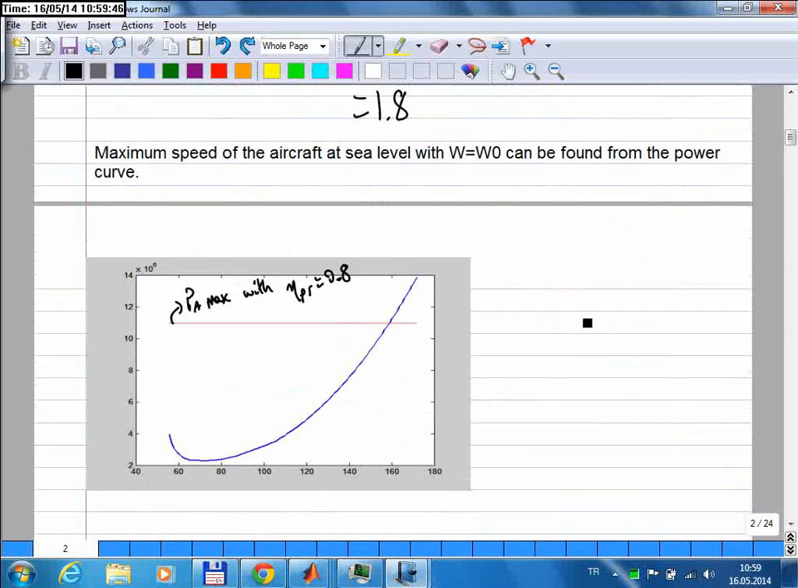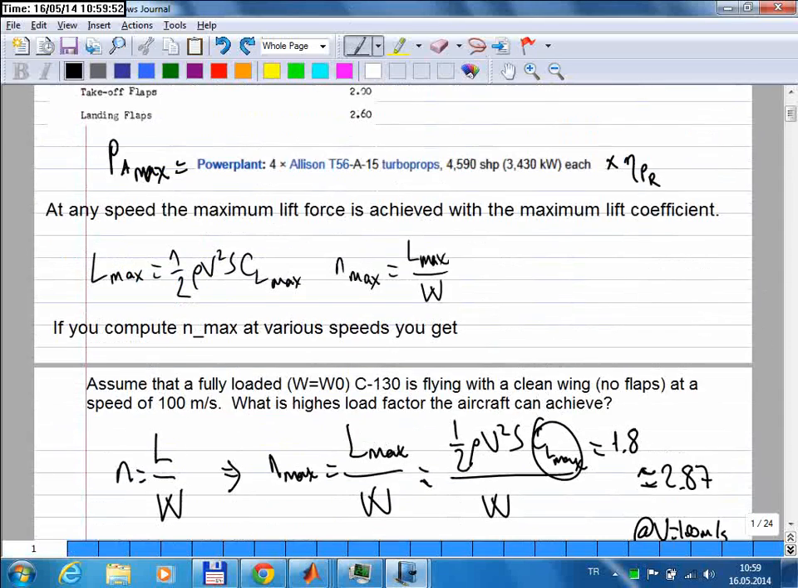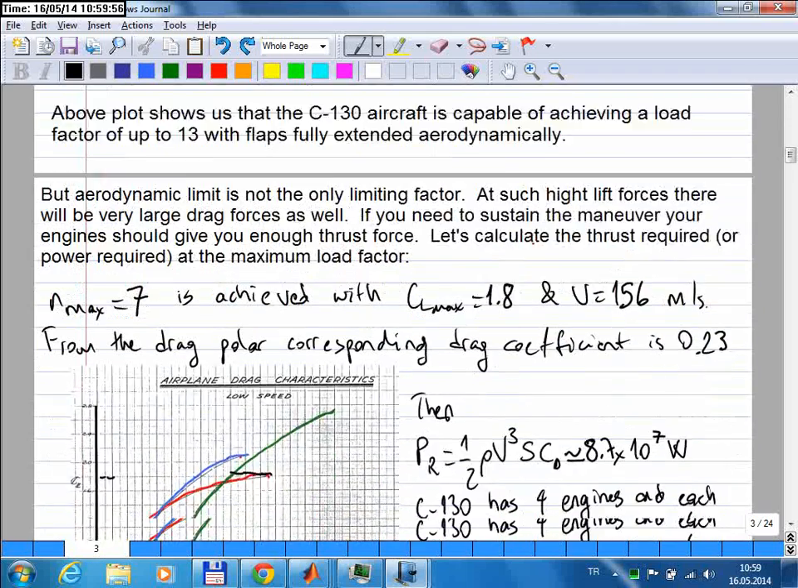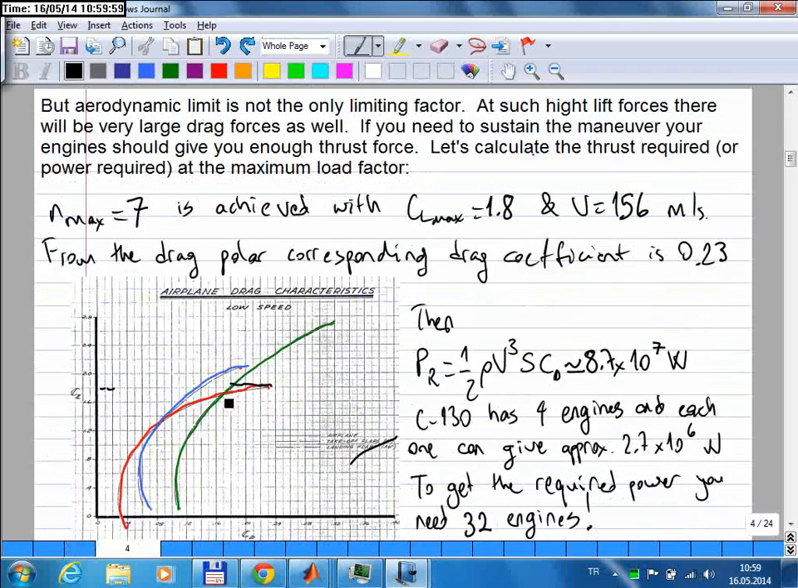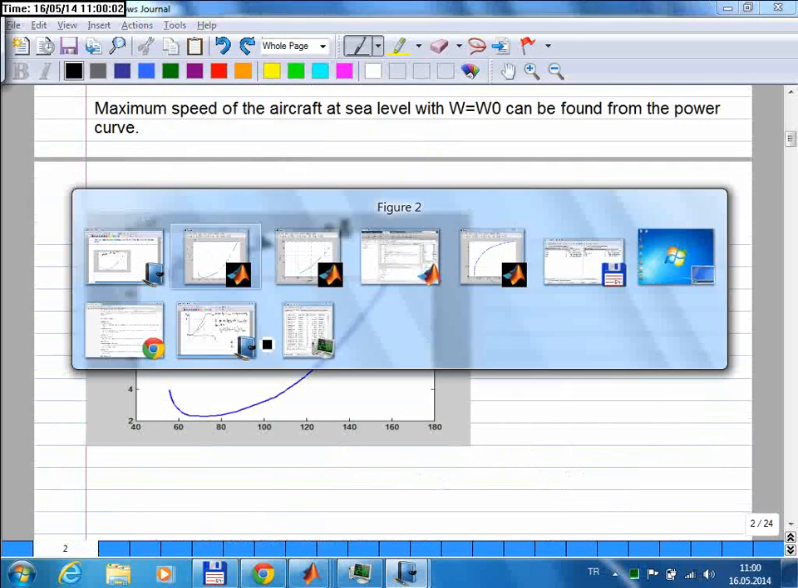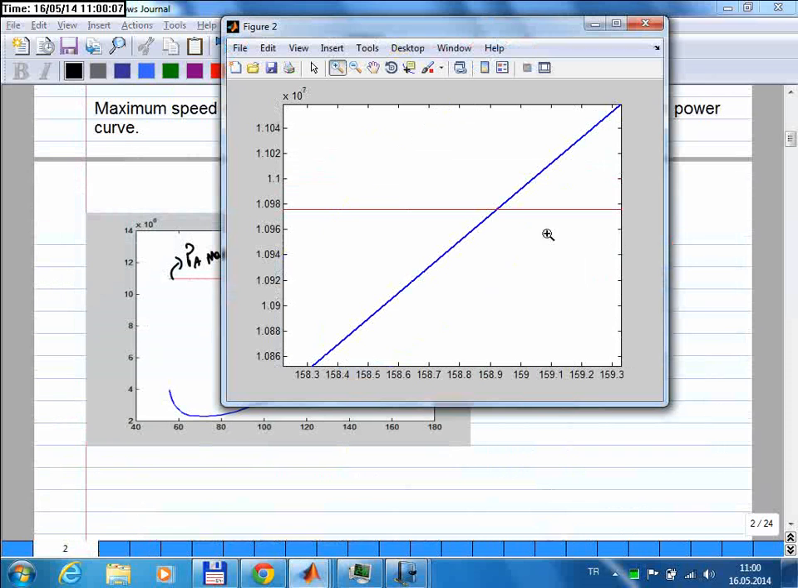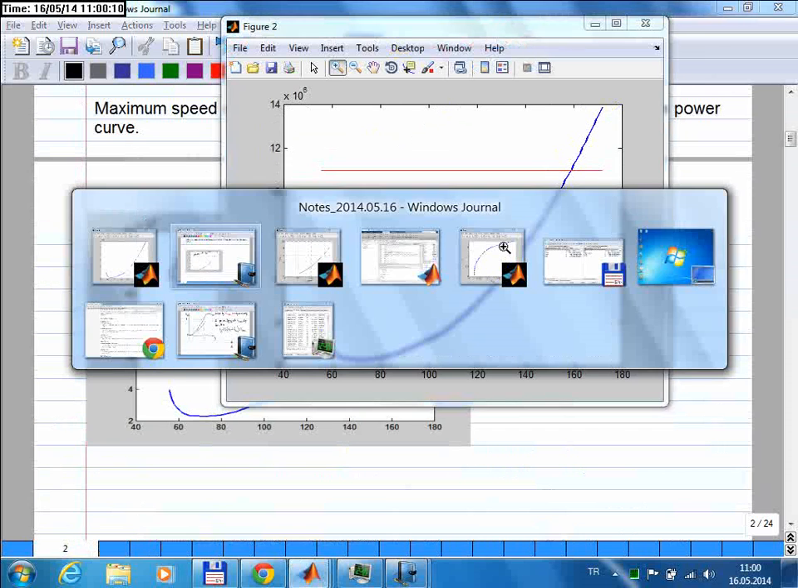And for the blue curve, this is just the power required curve. And for the power required curve, I use this drag polar curve, the red one. Okay. So anyway, the maximum speed can be found as approximately 159 meters per second.